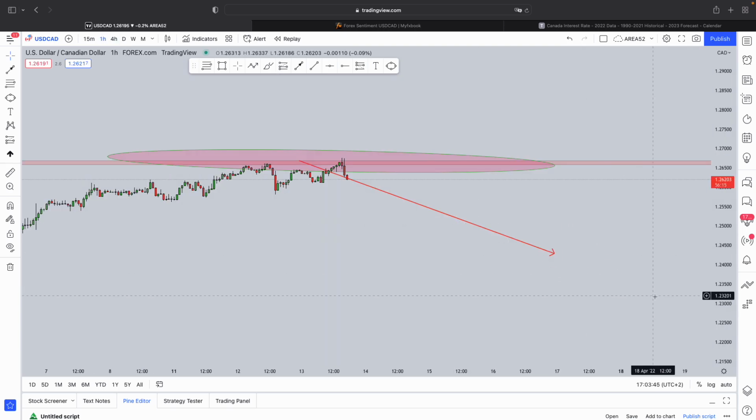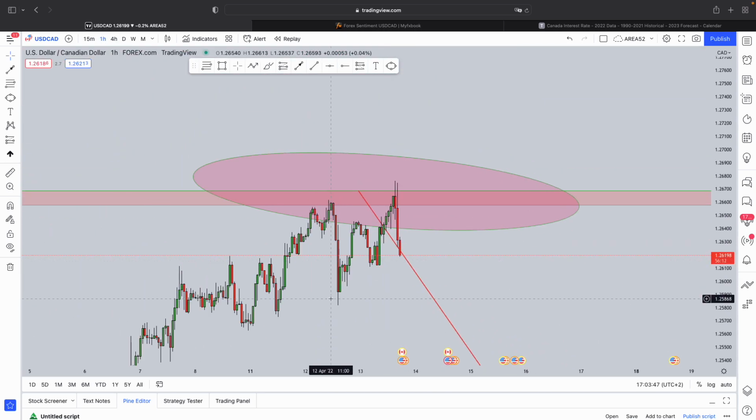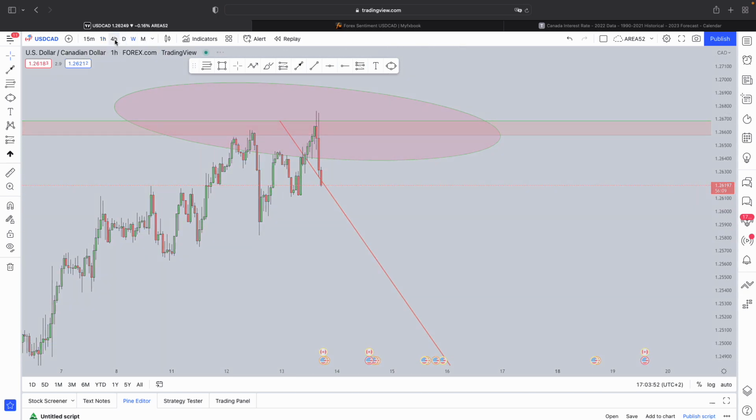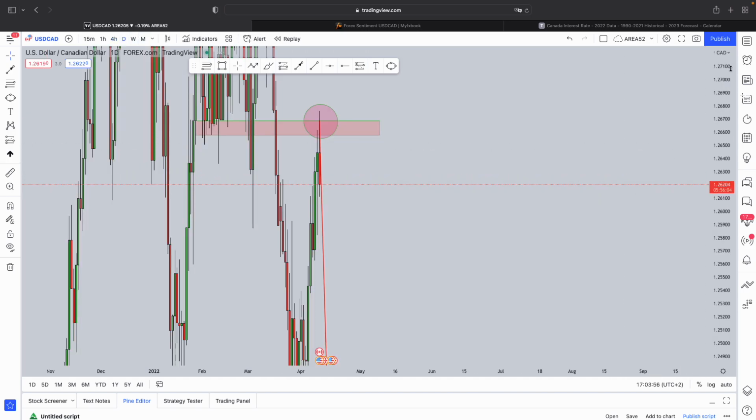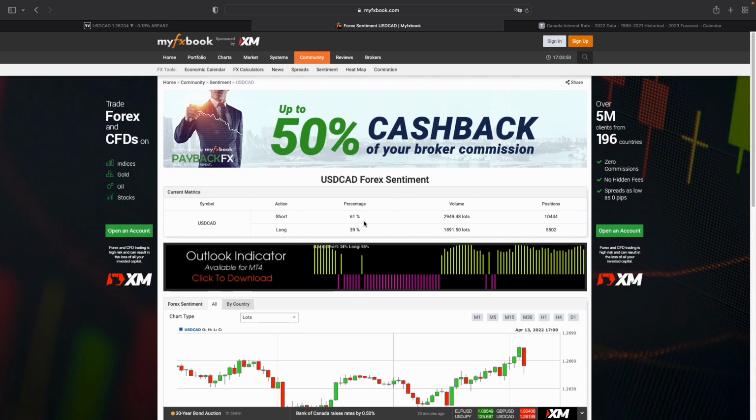but if you drop down to a lower time frame, you'll see how this market had been pushing up quite aggressively to the upside, and that was obviously just to grab that liquidity from the retail traders. And we can see how the market had finally started to melt to the downside. We can see how 61% of retail traders are short and 39% of them are long. Consider yourself wiped out if you have bought the USDCAD.